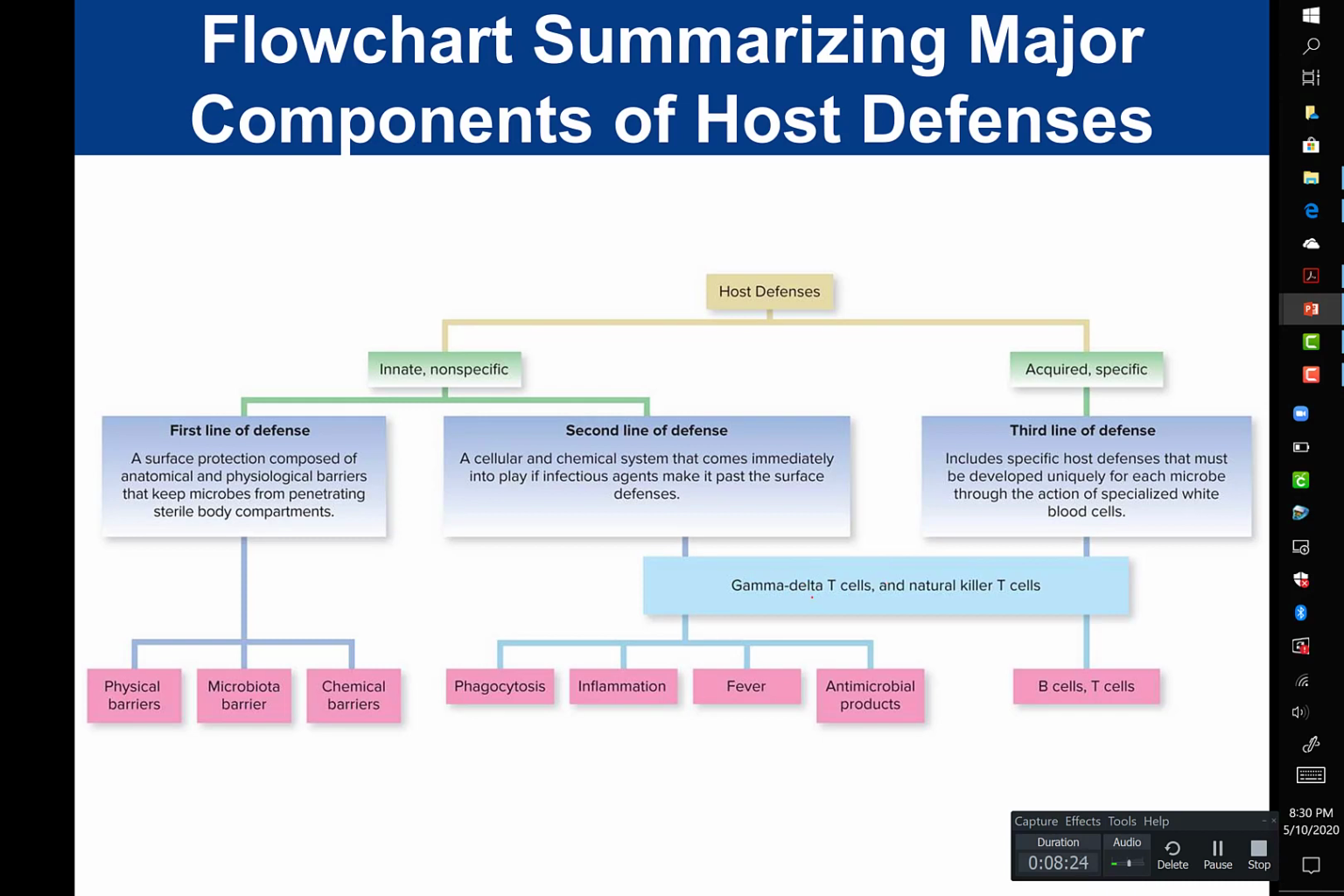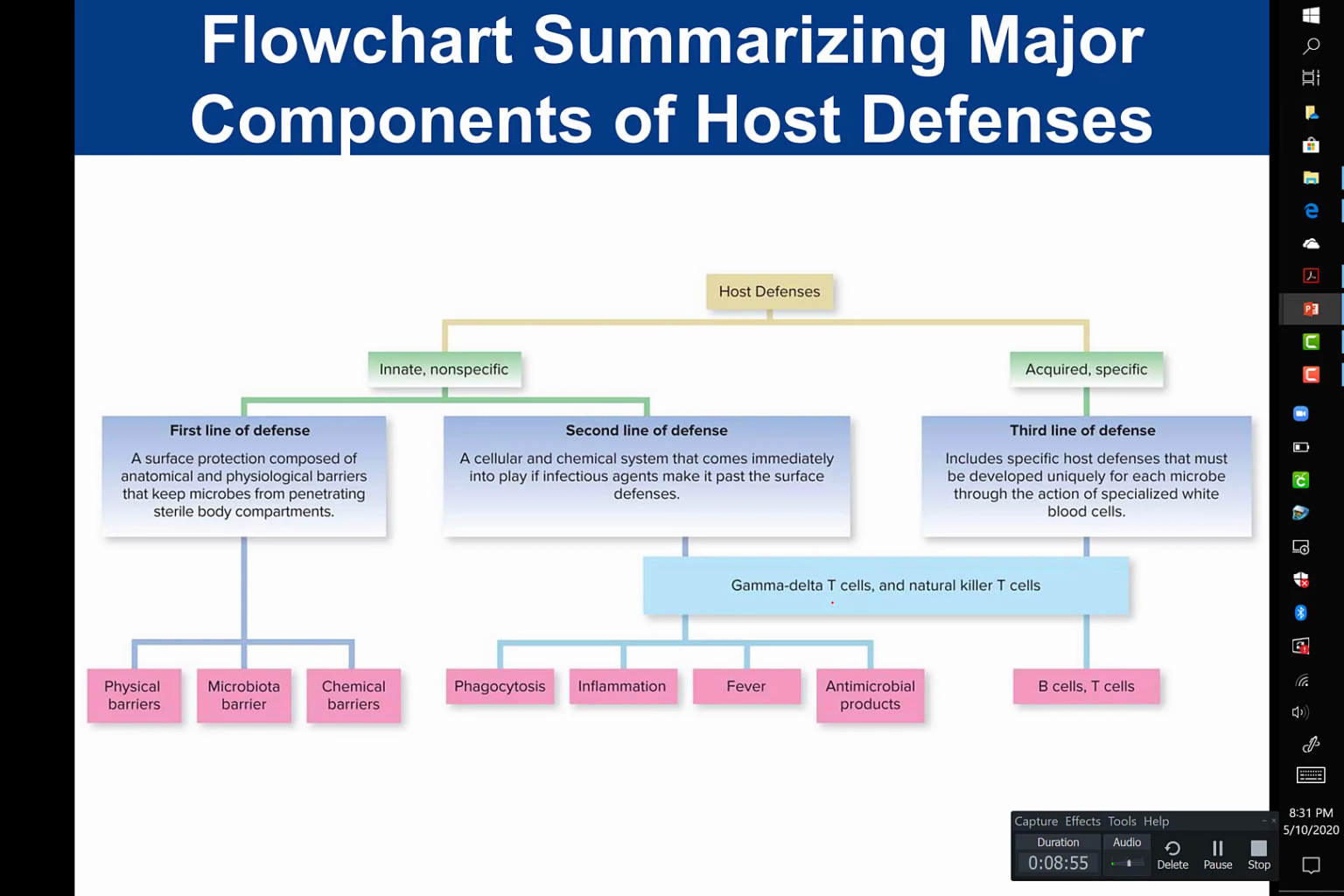Now, you'll notice that this light blue box here says gamma delta T cells and natural killer cells. These are a type of cell that can play a role in both innate immunity and acquired immunity, and that's why it's spanning both. When we get to our second line of defense, we're going to talk about phagocytosis, inflammation, fever, antimicrobial products.